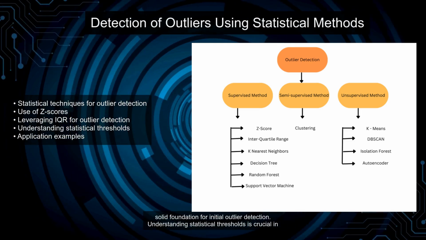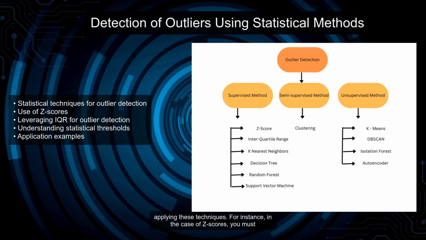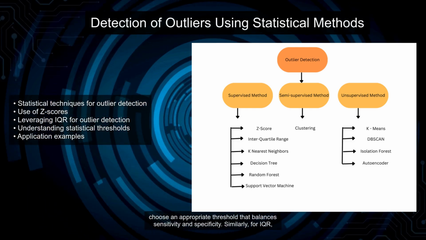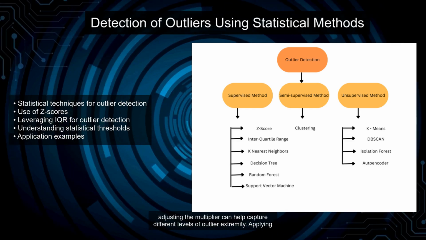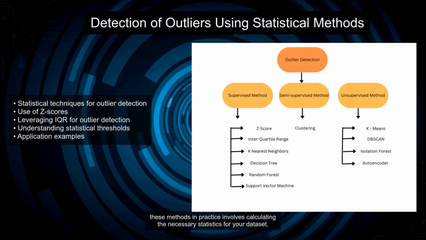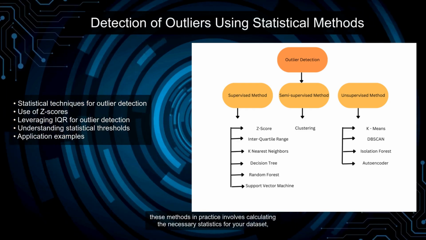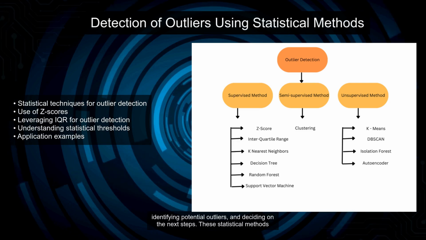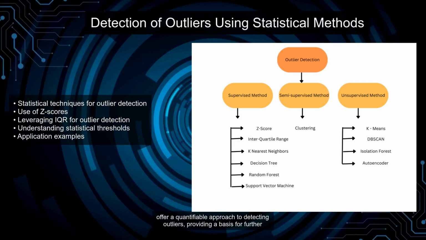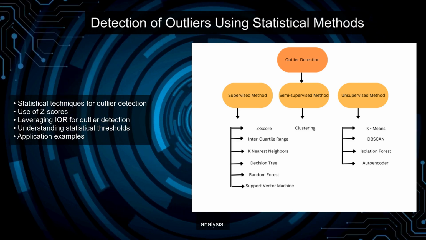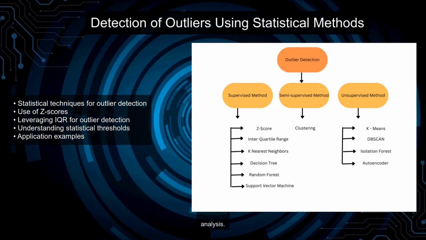Understanding statistical thresholds is crucial in applying these techniques. For instance, in the case of Z-scores, you must choose an appropriate threshold that balances sensitivity and specificity. Similarly, for IQR, adjusting the multiplier can help capture different levels of outlier extremity. Applying these methods in practice involves calculating the necessary statistics for your dataset, identifying potential outliers, and deciding on the next steps. These statistical methods offer a quantifiable approach to detecting outliers, providing a basis for further analysis.